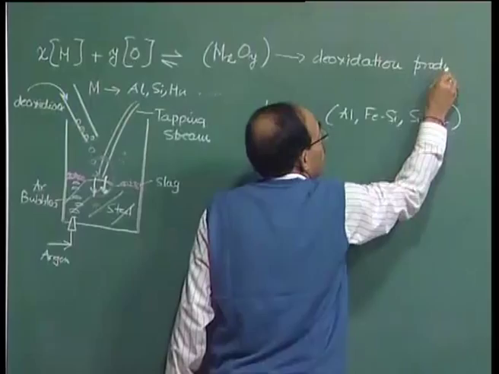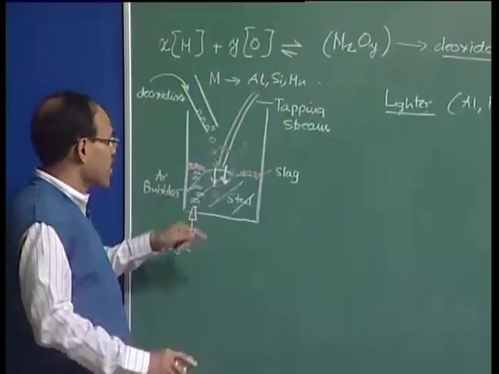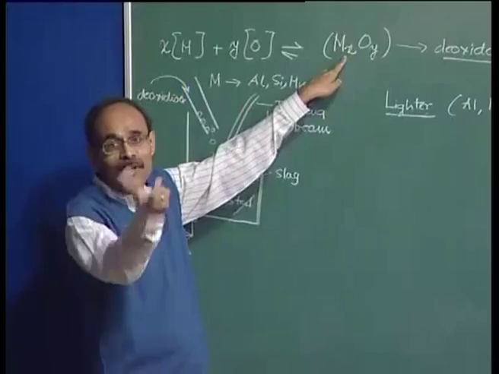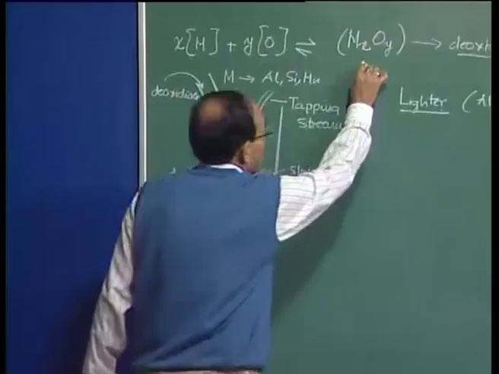And if we assume that the deoxidation product is in pure state, so that means there is no compound formation here. If aluminum is added, aluminum reacts with oxygen and pure alumina forms, there is no calcium aluminate or aluminum silicate, etcetera, no other phases are present. In that case, we can consider that the activity of the deoxidation product is going to be 1.